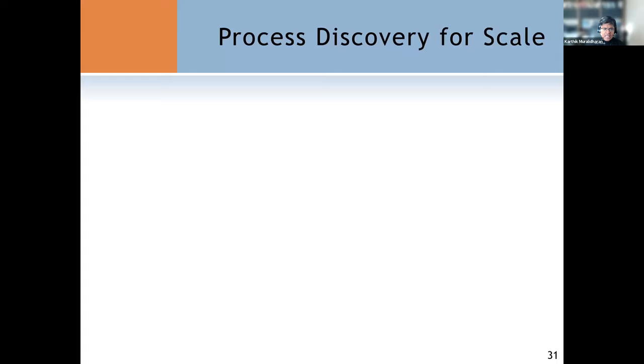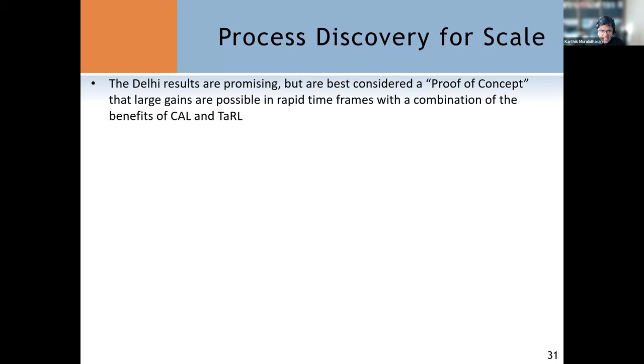So where we are now in terms of the MindSpark journey is that the results are promising, but they're still best considered a proof of concept. It's a proof of concept that large gains are possible in rapid timeframes with a combination of the benefits of computer-aided learning and teaching at the right level. It really is teaching at the right level taken to the next level, because teaching at the right level is still done at a group level, where a volunteer says, instead of taking all the kids based on their grades, let me organize them by their initial levels and do instruction, but you're still confined to a group of say 15.